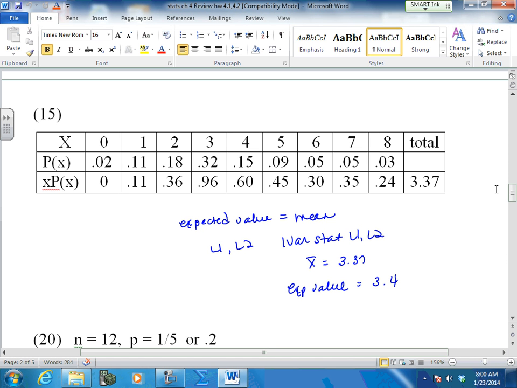Okay, number 15. Number 15 says, find me the expected value. Expected value is the same as your mean. When we were doing this unit, we also did this times this, and we got this piece right here. Then we took the sum of this whole thing. This is our mean. But we then said, okay, we know how to calculate with expected value, but we could very easily put this in my L1, L2, and find my mean. So L1, L2, and you get your mean.